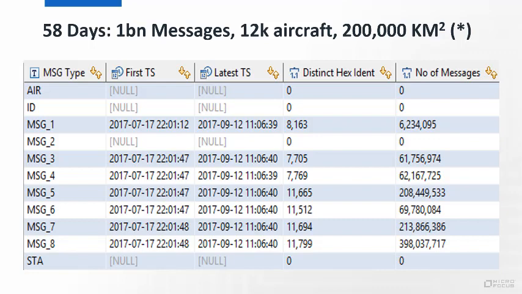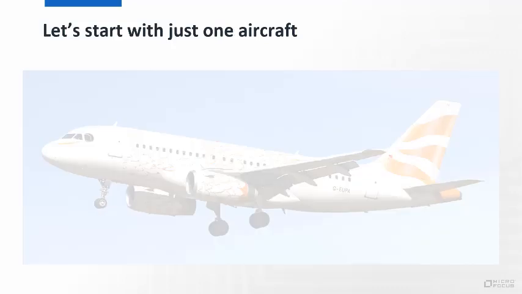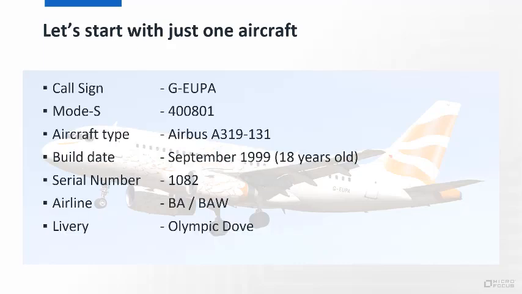In the 58 days up until I captured this screenshot, the Geneva receiver had captured and recorded 1 billion messages from 12,000 distinct aircraft over an area of approximately 200,000 square kilometers. Though, let's start with just one of the 12,000 aircraft. The one I chose was an 18-year-old British Airways Airbus A319. I know that in the 58 days of observations it had landed and taken off from Geneva and had also flown overhead en route to somewhere else. Of note is the Mode S or hex ident of 400801.